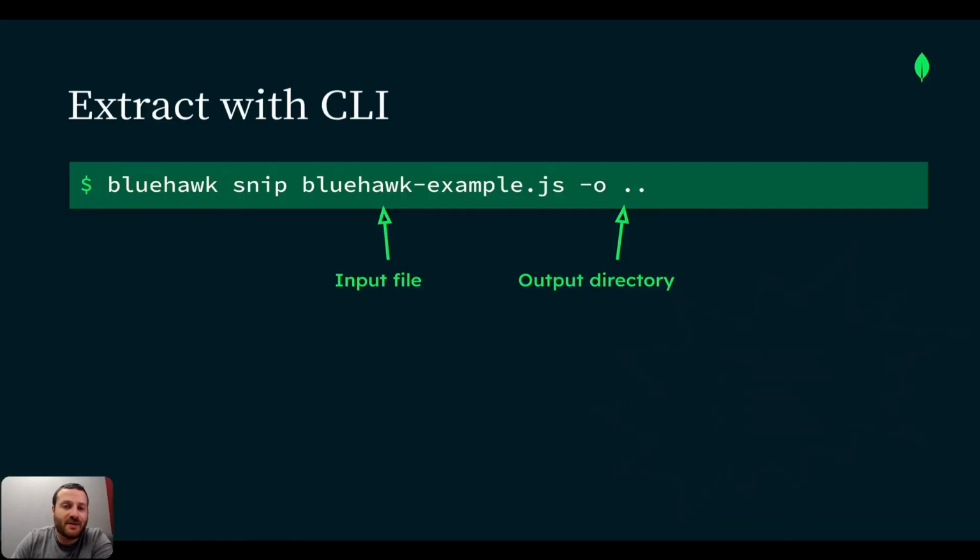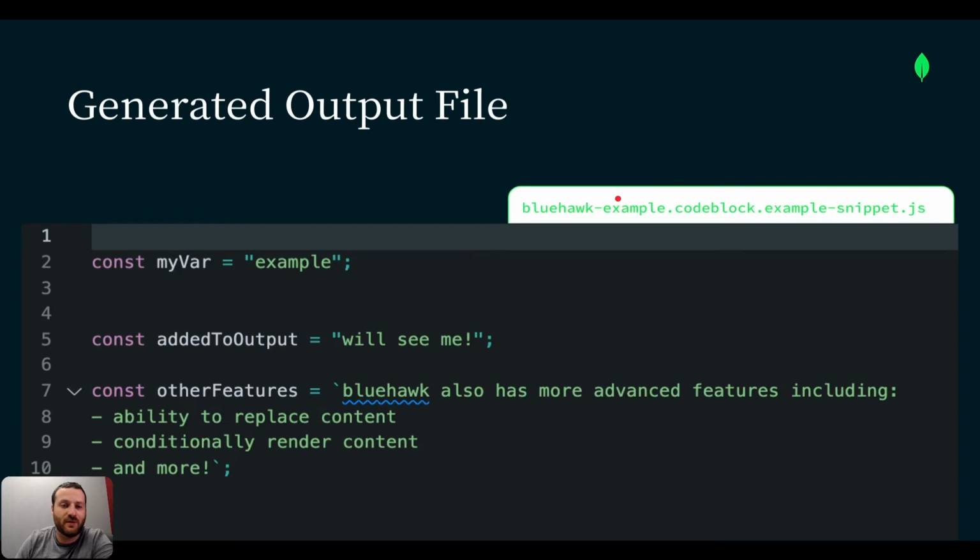And once you've annotated the code with tags, we can create our generated files using the Bluehawk CLI. To do that, we run the command bluehawk snip, then our file name, the source file, and we specify the output directory. Once you run that, Bluehawk will deposit the generated file to the output directory, as we can see here. So this is the generated file from the source code that we were just looking at.